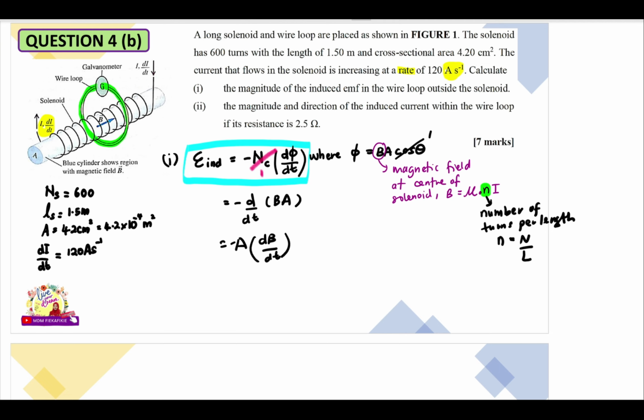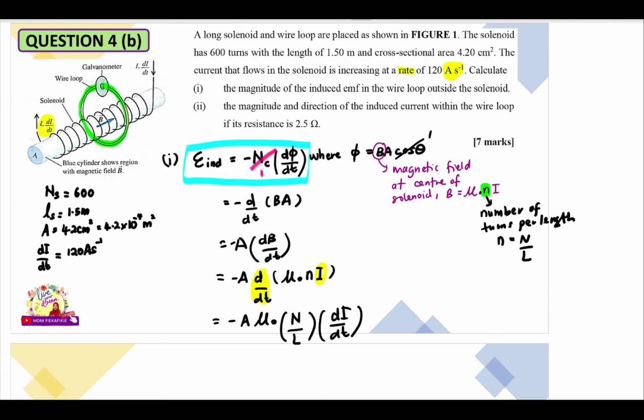Boleh? Okay, so B tadi kita gantikan, formulanya adalah negatif A, d dt. B tadi kita gantikan mu naught n kecil darab dengan I. So nampak tak dekat sini kita ada dI over dt. So kita gantikan. Saya bawa okay, semua n kecil adalah number of turns per length, N over L of the solenoid. L ni adalah length of the solenoid. So kita ada dI over dt.